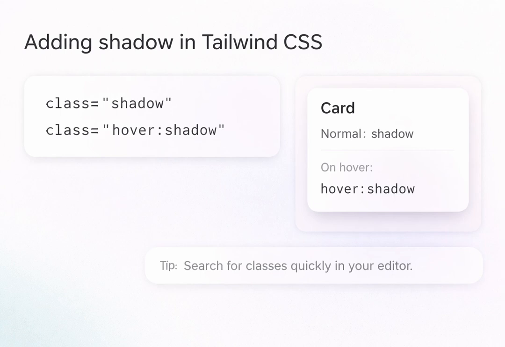If you want the shadow to appear on hover, you can use hover/shadow. This is a good example of Tailwind's utility approach: small, readable classes that map to specific CSS effects.